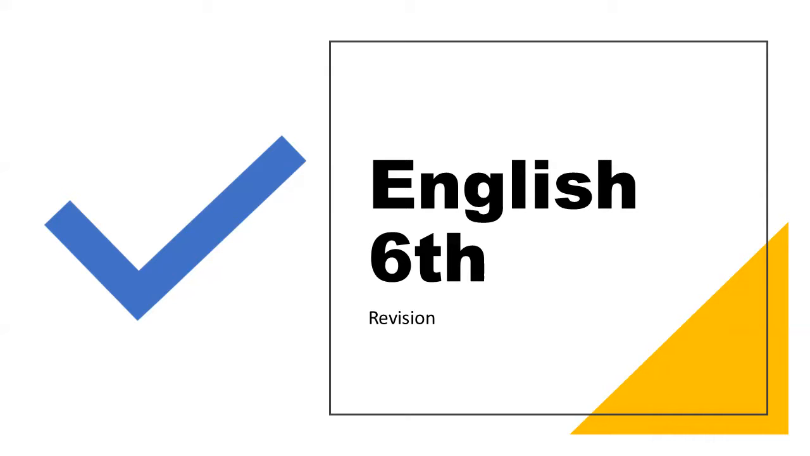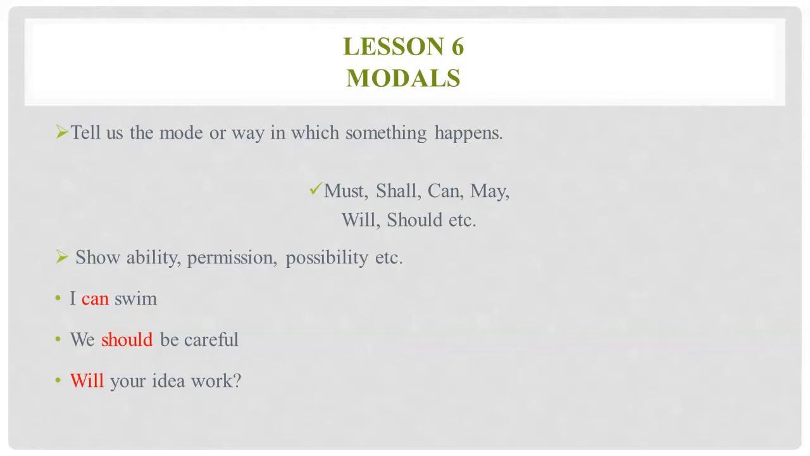English class 6. This lesson is a revision lesson. Let's start with the portion of English grammar. Lesson number 6. Modals. Modals are the auxiliary verbs. They tell us the mood or the way in which something happens. Some modals are must, shall, can, may, will, should, etc.